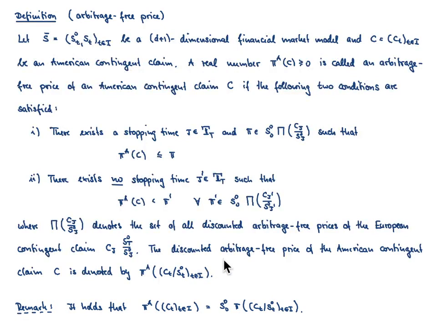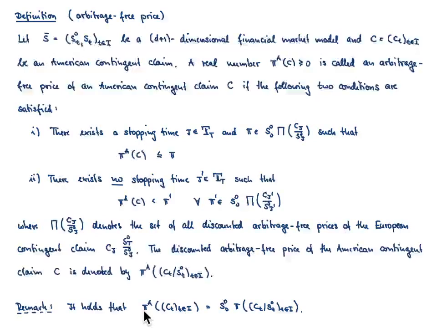And the discounted arbitrage-free price of an American contingent claim, I simply denote by this lengthy formula π^A, of this discounted American contingent claim. And here's the first observation. There's a clear relation between the arbitrage-free price of an American contingent claim and the discounted arbitrage-free price of the American contingent claim.